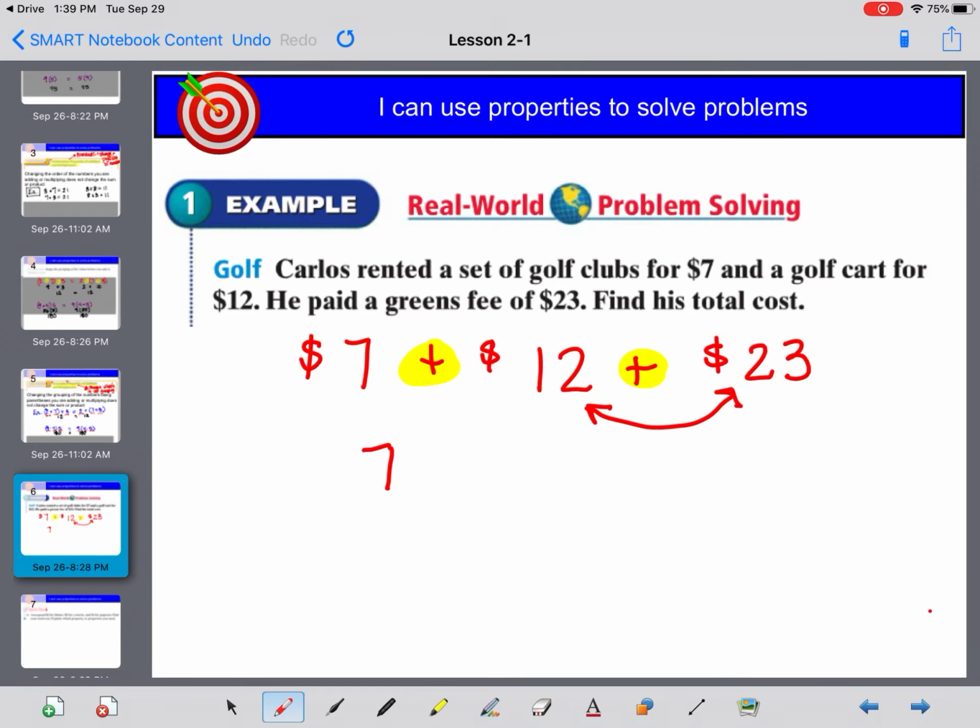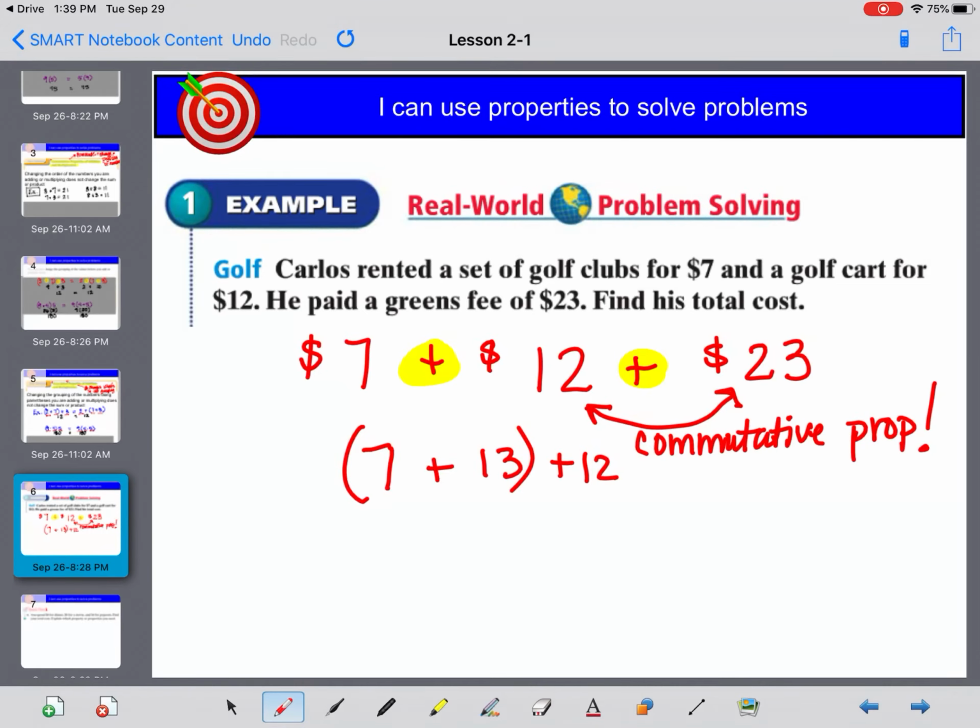Changing the order is the commutative property. So I'm going to rewrite this as 7 plus 23 plus 12. Then I can group together 7 plus 23 and I get 30. So as soon as I group it, that's the associative property. 30 plus 12 is easier to add than 19 plus 23. And so I would be able to add that in my head and get $42.